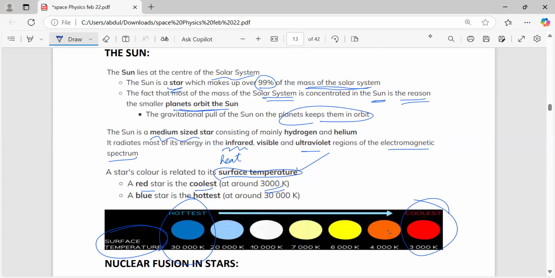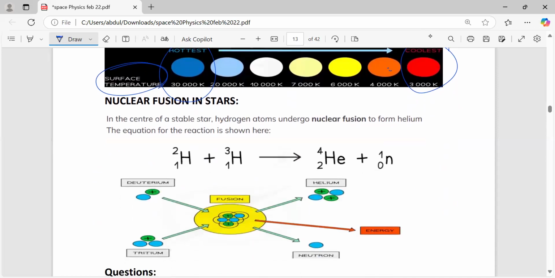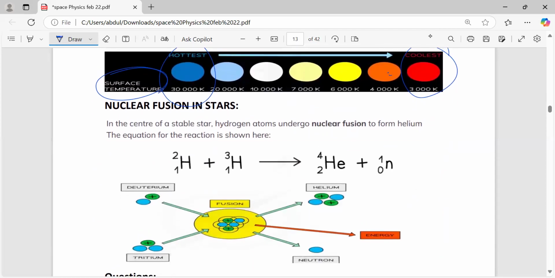Okay, now nuclear fusion in stars. Already we discussed it, but now again. In the center of a stable star, not at the surface, the core of a stable star, hydrogen atoms undergo nuclear fusion. And nuclear fusion is a phenomenon which is right now not commercially possible on Earth. Fission is going on commercially on a large scale, but fusion not till now, not on a commercial basis. On an experimental basis, yes, it is there.